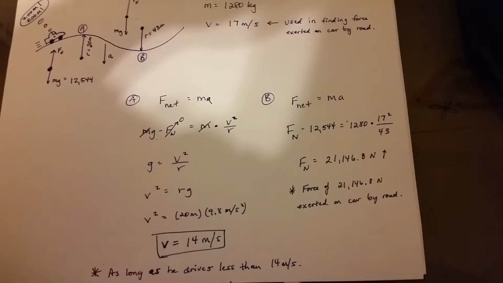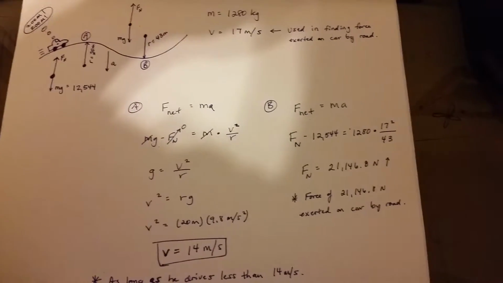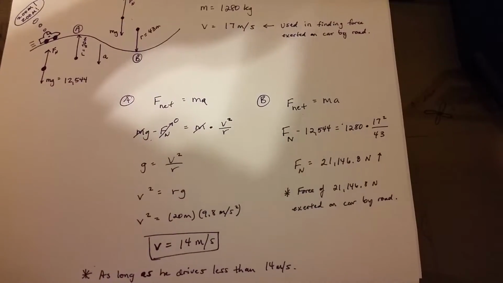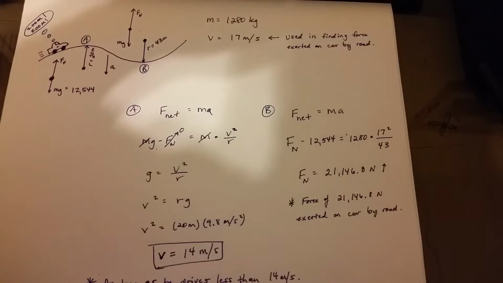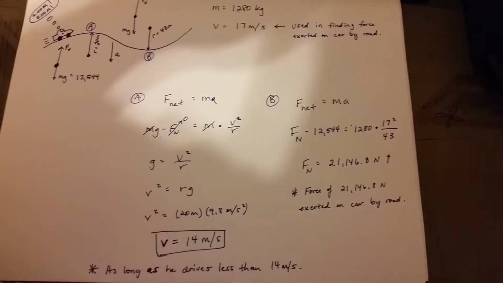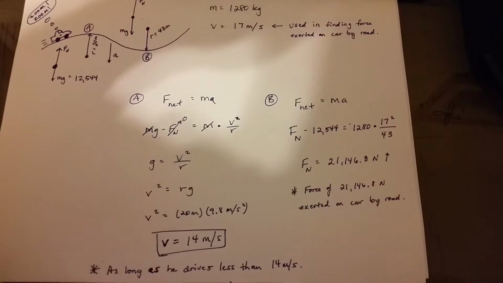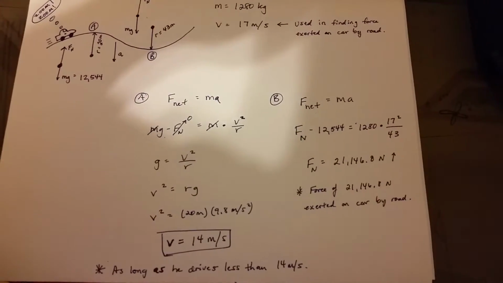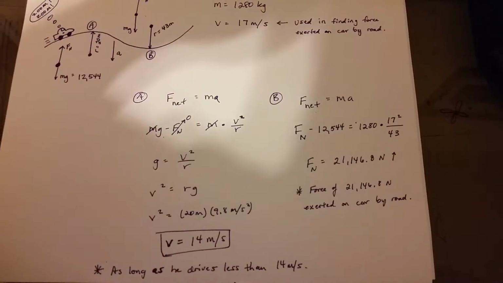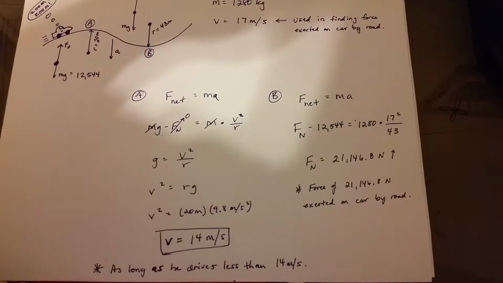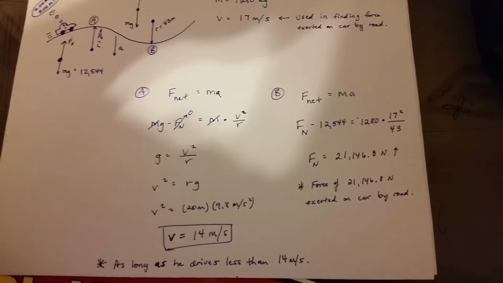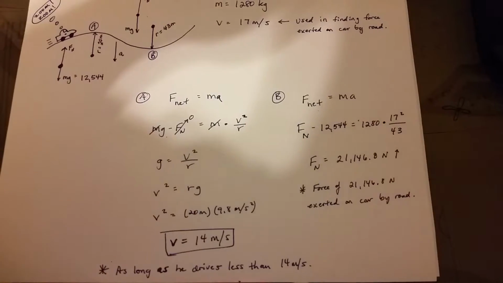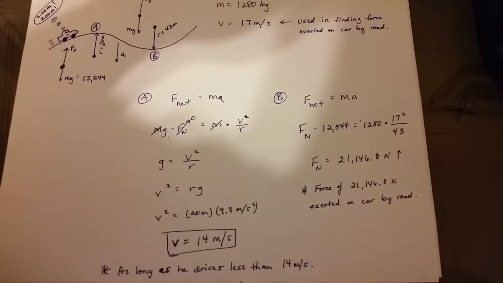The second thing we're trying to find is the force that the road exerts on the car. And the way we're going to find that is by using, again, F net equals ma, one of the biggest, if not the biggest, principles we've learned in physics this semester. It's a huge part. What we're going to do here is say F net is minus the mass times gravity, which is 1,254 kilograms, and then we're going to say it's equal to 1,280 kilograms times 17 meters per second squared over 43 meters.